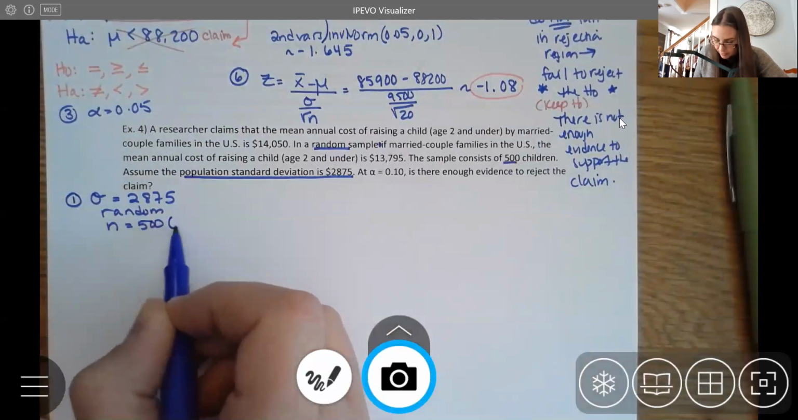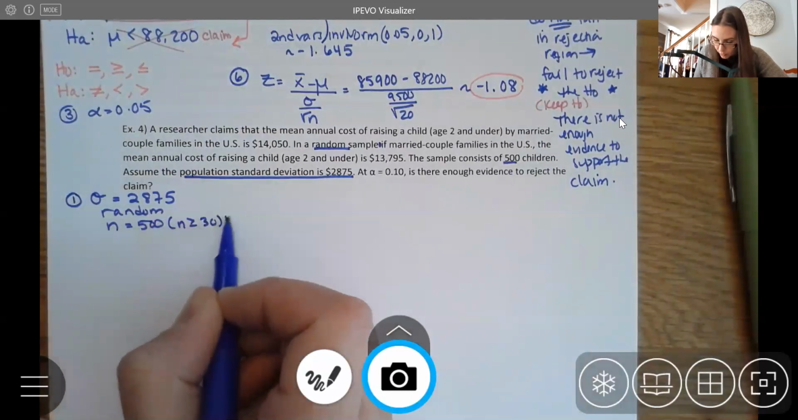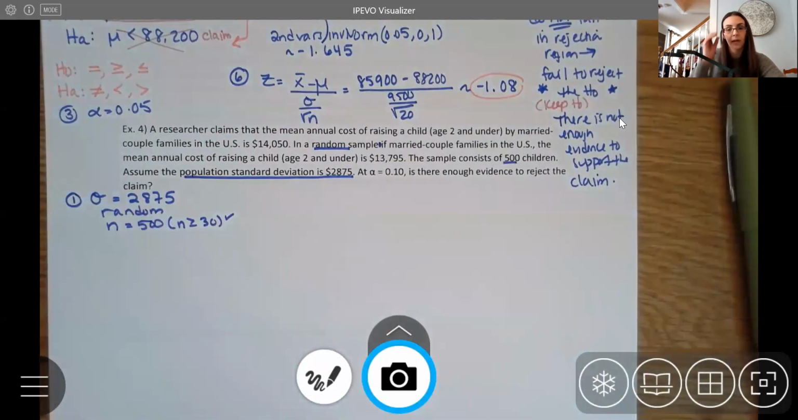So we are definitely over the 30, so we're good. And we don't have to worry about if the population is normal or not. If it is, great. If it's not, it doesn't matter. Our sample size is plenty sufficient.